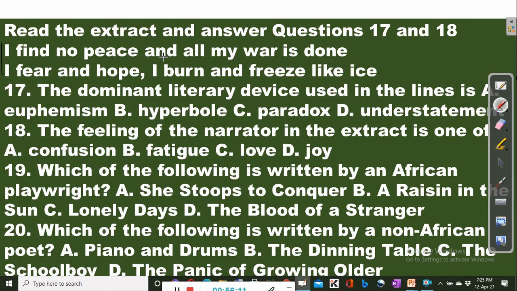Okay, so let's look at the extract. I find no peace and all my war is done. I fear and hope, I burn and freeze like ice. Wow. Then question 17, the dominant literary device used in the lines is A, euphemism, no. B, hyperbole, no. C, paradox, yes. All right, I will explain why. D, understatement, no.